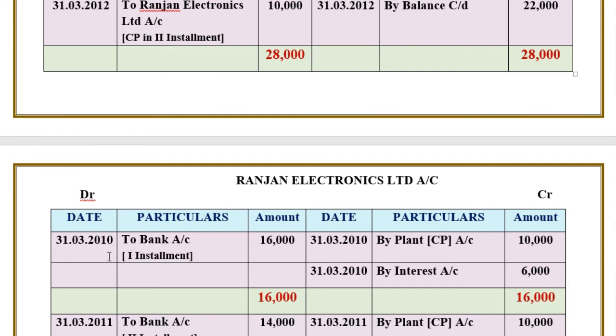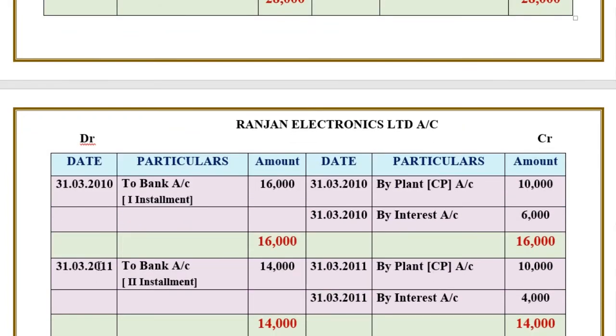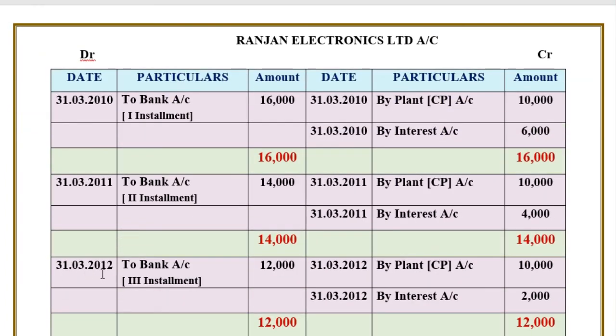We are recording only the installment here. So first installment 31st March 2010, second 31st March 2011, and third installment 31st March 2012. So payment. So Ranjan Electronics Limited account debit to bank account. He is a receiver, receives the amount, therefore the personal account is debited. Therefore Ranjan Electronics Limited account debit to bank account.